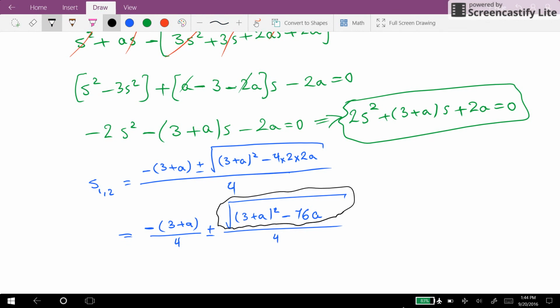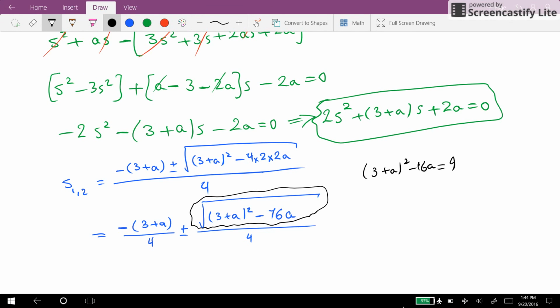If the term inside the square root is positive, or equal to 0, or bigger than 0, we will have 3 different cases. So I can rewrite it here. (3 + a)² - 16a could be rewritten as 9 + 6a + a² - 16a, or we will have a² - 10a + 9.